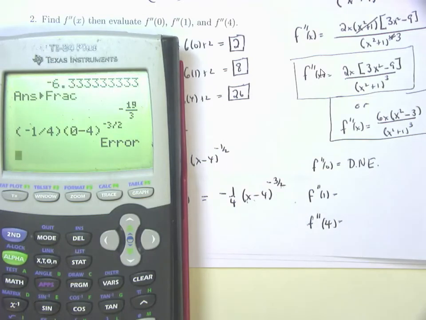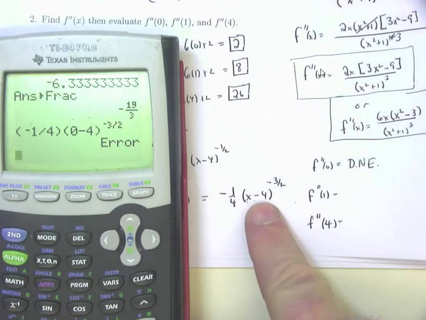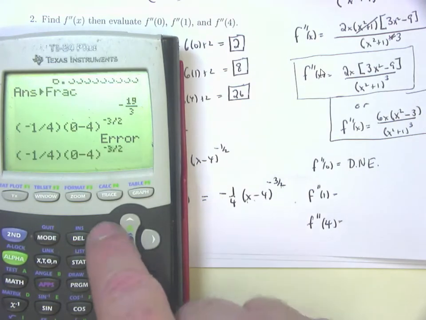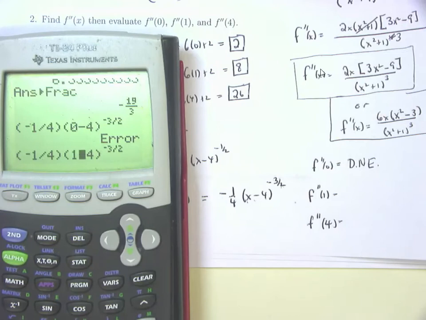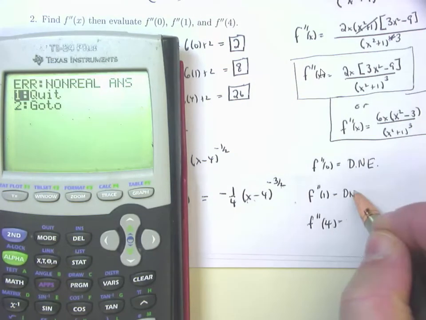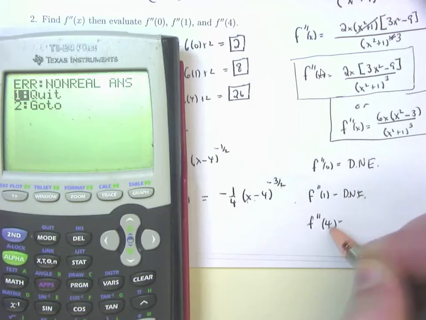But the fact is it's a 3/2 power, and that 2 on the bottom means it's square root. But 1 minus 4 is negative 3, so I got the same problem. I'll just show you. I'm going to plug that 1 into it, and what I get is the same old error message because I'm taking the square root of a negative number. However, 4 is different.